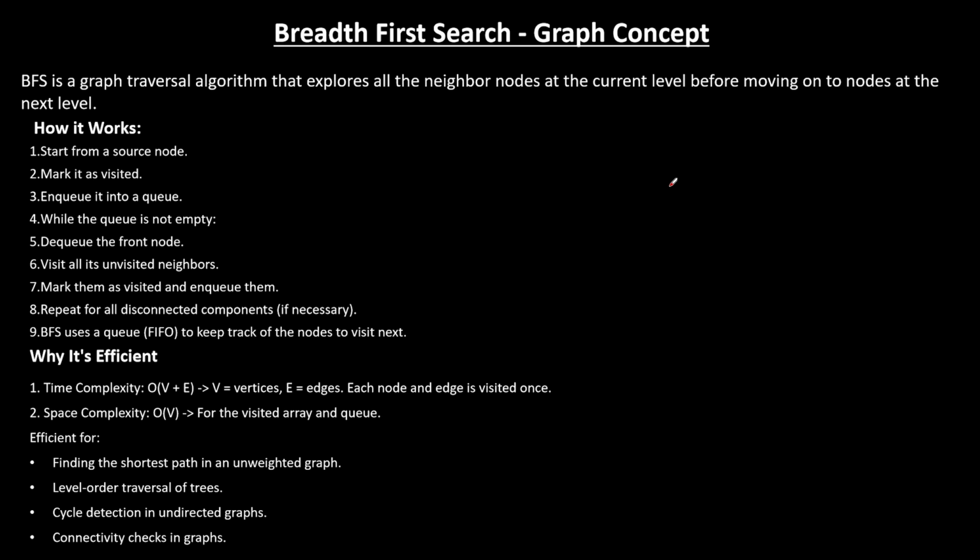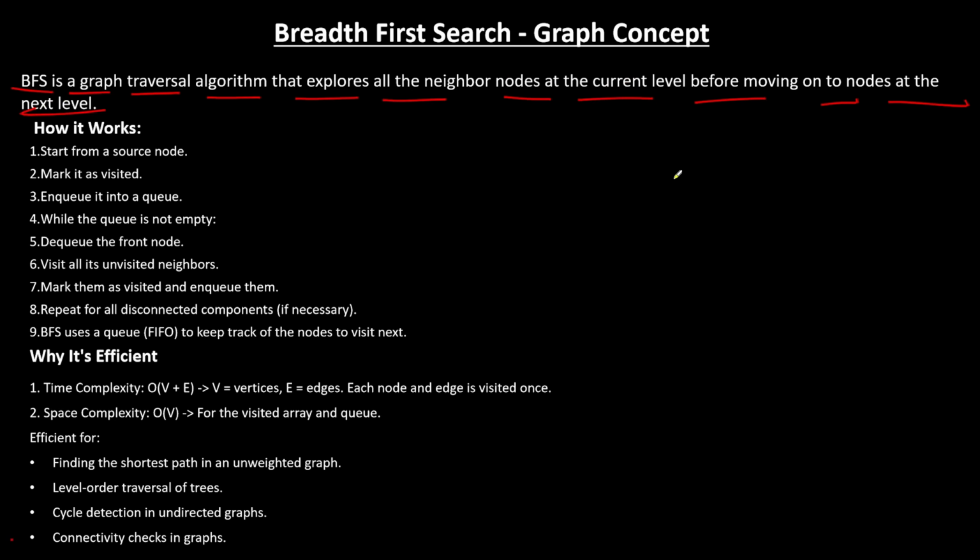Before going to the further slides, let's understand what breadth first search in a graph is. BFS is a graph traversal algorithm that explores all the neighbor nodes at the current level before moving on to the nodes at the next level. So it is the same as the level order traversal of BFS in a tree.